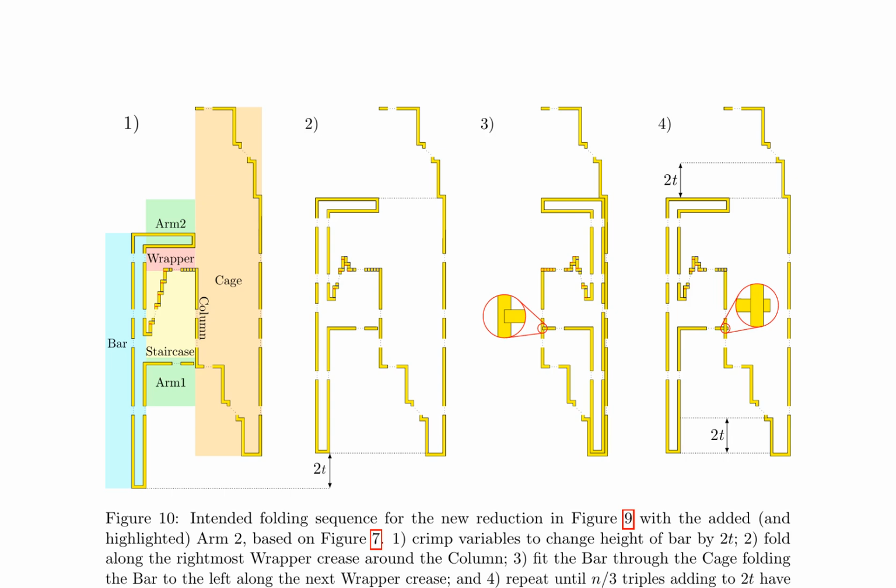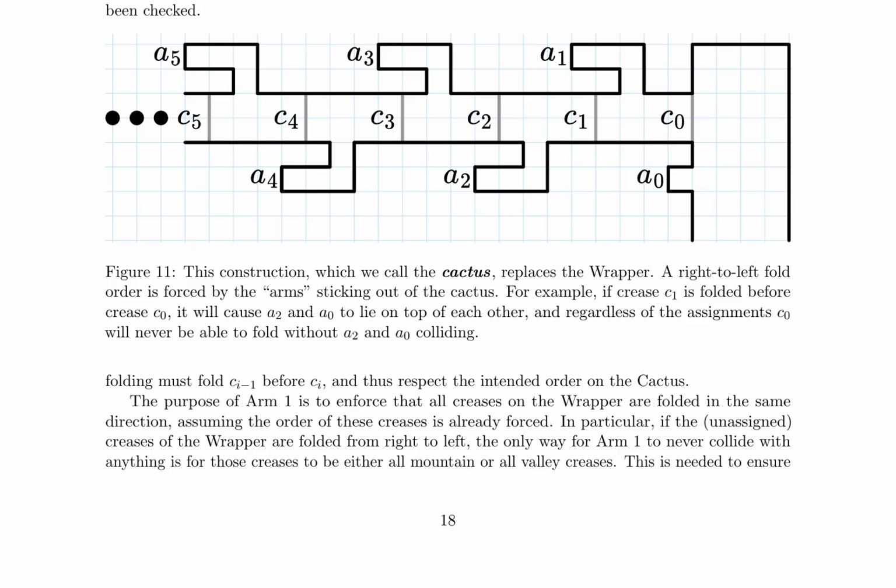The cactus construction, shown in Figure 11, enforces a right-to-left fold order due to the arms sticking out of the cactus. For instance, if crease C1 is folded before crease C0, it causes A2 and A0 to lie on top of each other, preventing C0 from folding without A2 and A0 colliding. This ensures that the folding must fold C0 before C1, respecting the intended order on the cactus.